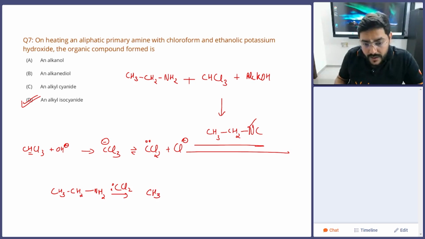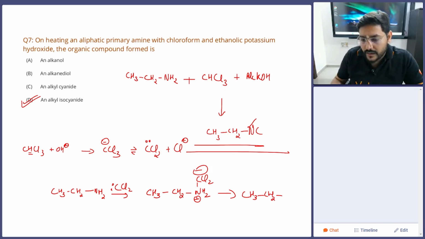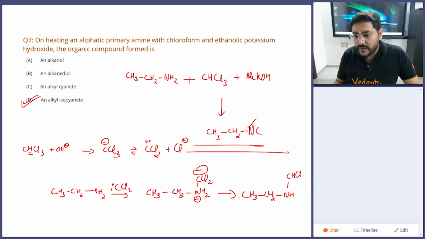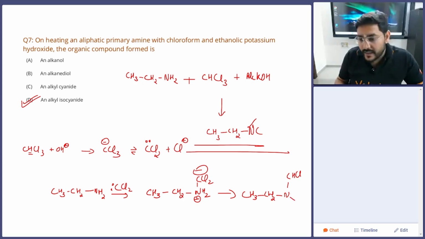So here we get CH3CH2NH2 positive and CCl2 negative. Proton transfer takes place, and we get CH3CH2NH and CHCl2. Now the proton is abstracted and the electron density is transferred. One of the Cl will leave the carbon.